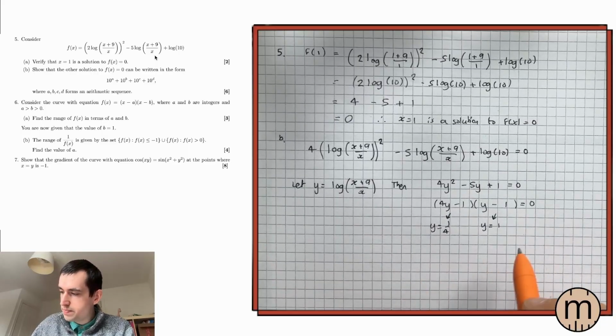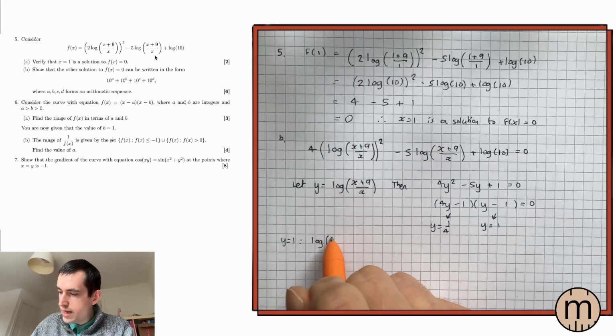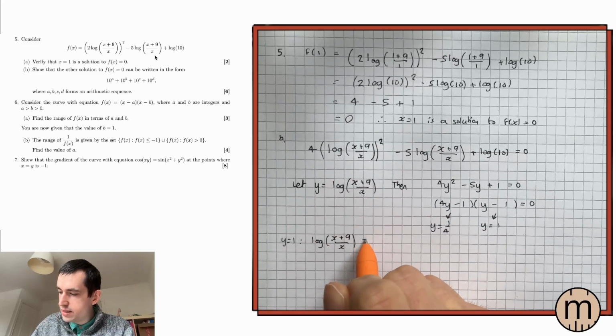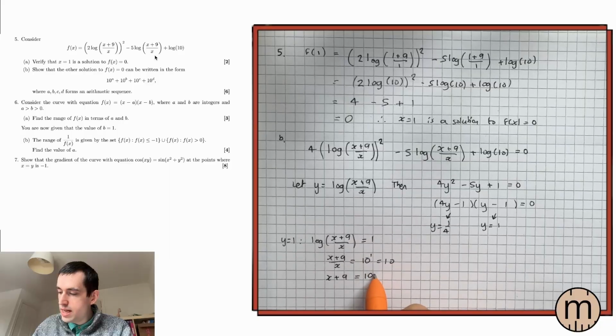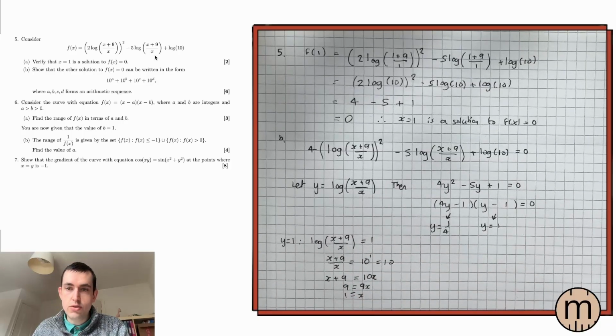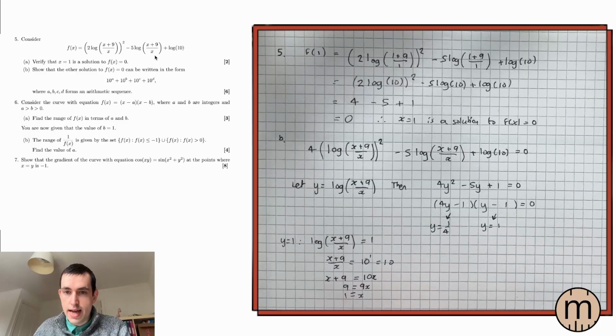Let's see what x should be. So y equals 1. That means that log of (x plus 9) over x is equal to 1. Rearranging using the laws of logarithms, we get that (x plus 9) over x is equal to 10 to the power of 1, or just 10. So x plus 9 is equal to 10x. 9x is equal to 9. x is equal to 1, which I didn't expect, y to be equal to 1 and x equal to 1, but x is equal to 1 makes sense because that's what we got in part A.